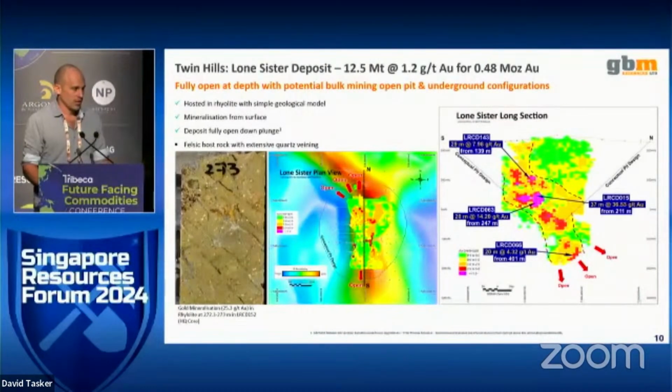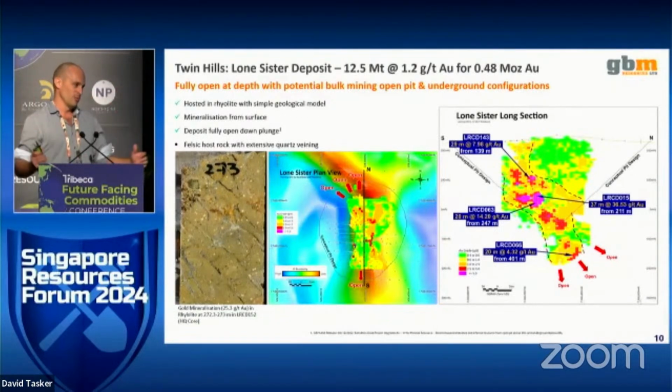The second deposit I'd like to talk to you about is Lone Sister. It's 6 kilometers south of 309, which we just looked at. It's actually hosted in the intrusive itself. So it's deeper down in the system, and it's possibly what is sitting below the previous deposit we just looked at. The IP conductivity, which represents sulfides, shows that there's a possible alteration up to the northwest, and we hope to follow that.